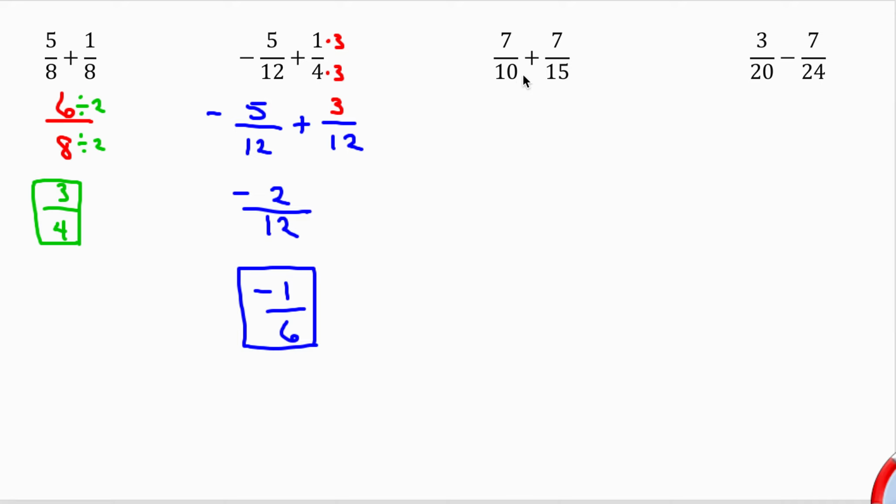Okay. Are the denominators the same? No. Is it 15? Does 10 go into 15 evenly? Is 15 divided by 10 a whole number? No. Okay. Then let's go find our prime factorizations of 10 and 15, which is pretty easy. 2 times 5 and 3 times 5, right? Two times 5 and 3 times 5.